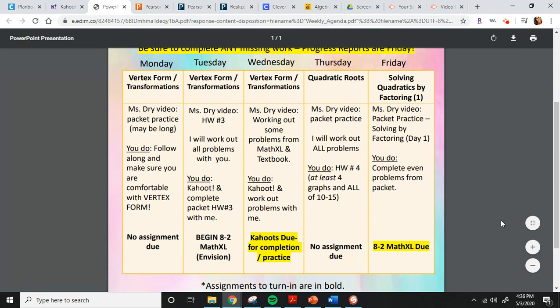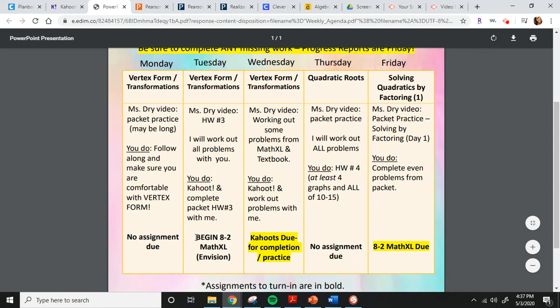So Tuesday, today we are going to go through homework 3. Hopefully yesterday you learned a lot about vertex form and a lot about transformations. So we're going to get a little bit more into that today. Technically, this is homework. You guys should be doing it on your own, but I want to do as much as I can to make sure that you understand vertex form transformations moving forward. Okay, so we're going to get started on homework number 3.